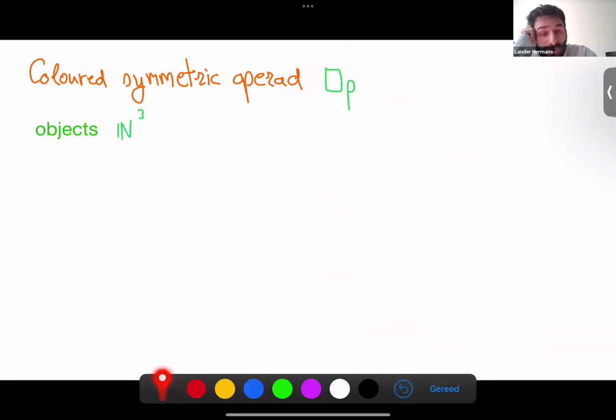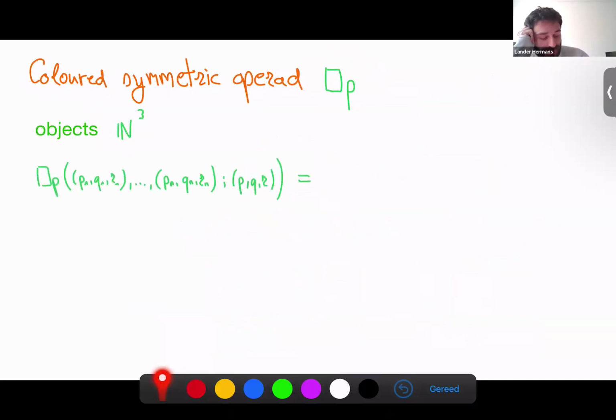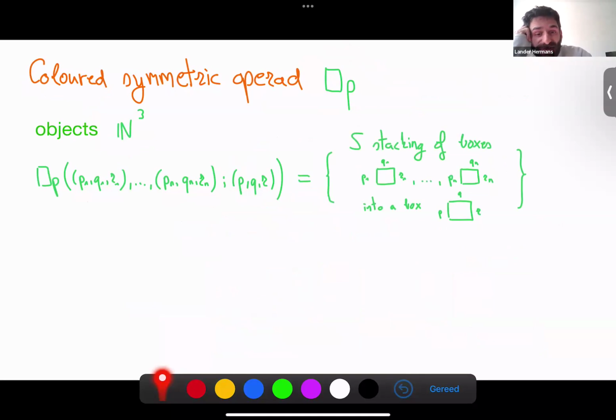What does this look like? Well, first it's objects or colors. Of course, we take triplets of natural numbers. And then the question is, what are the elements of this space that takes these arrays into the array PQR? Well, it's the set of all stackings of boxes of these arrays into a box of the array PQR. Now, that's just a set.